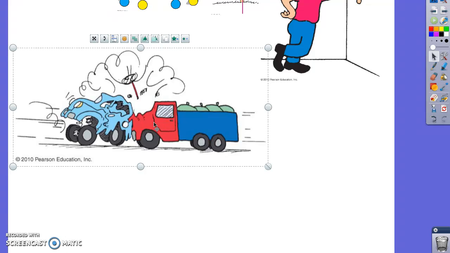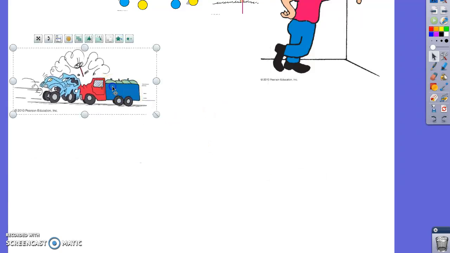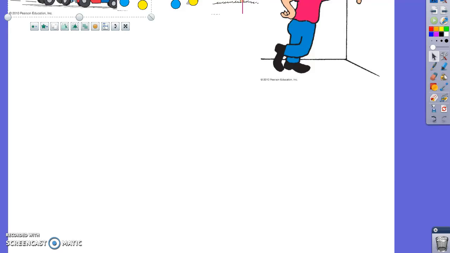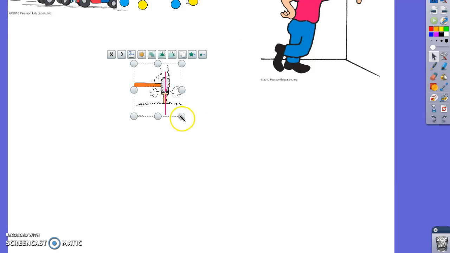But the force that the truck exerts on the car is exactly equal to the force that the car exerts on the truck. Okay, the effects of the force may not be the same, but the force will be the same, and that's something we have to keep in mind. That's a little confusing sometimes because people think about the effects of the force.